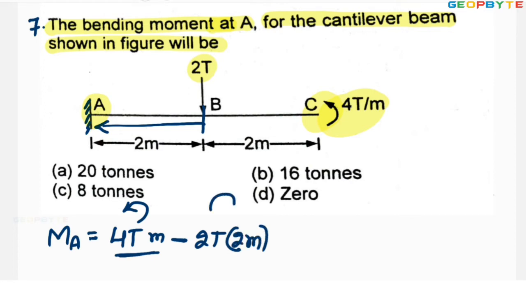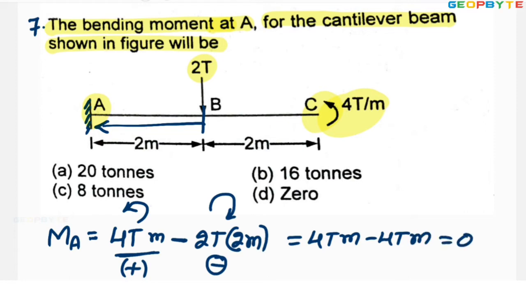It is developing the clockwise moment. Clockwise moment is taken as negative. Anti-clockwise moment we took as positive. No problem. It is equal to 4 ton meter minus 4 ton meter is equal to 0. That is how you can decide the bending moment at a fixed end. Then the answer D is absolutely correct.